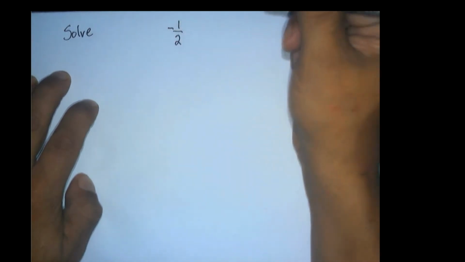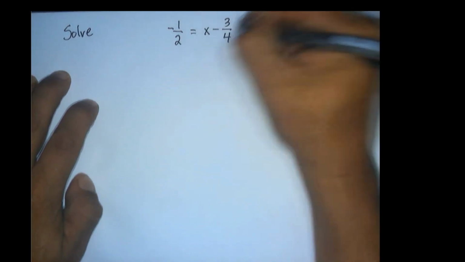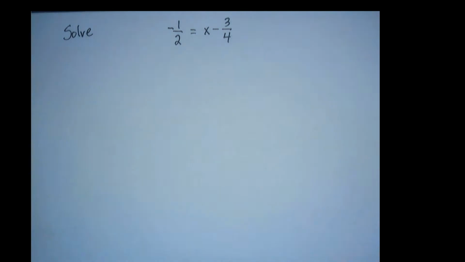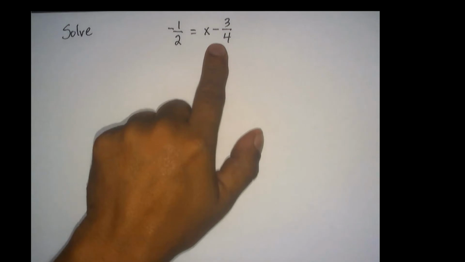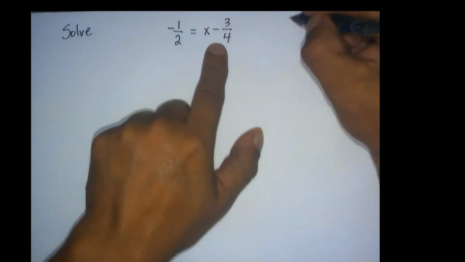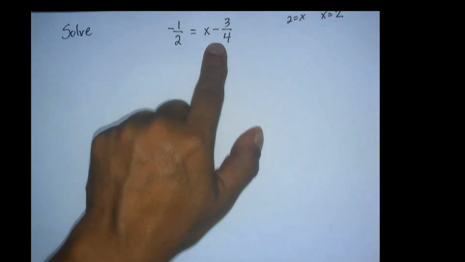Negative 1/2 is equal to x minus 3/4. That one's not too bad. Yours isn't that bad to subtract either. So if I add 3/4 to both sides, I get x. Even though x is over here, it's okay. It's still an equation, right? I mean, 2 equals x is the same as x equals 2. Okay?